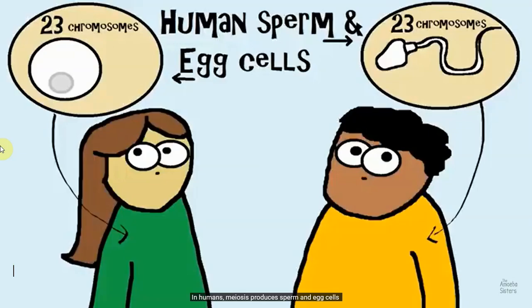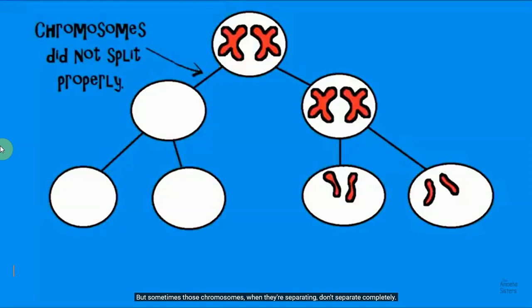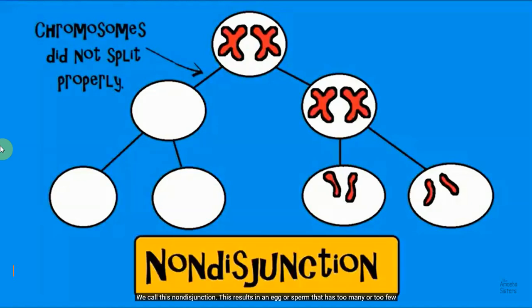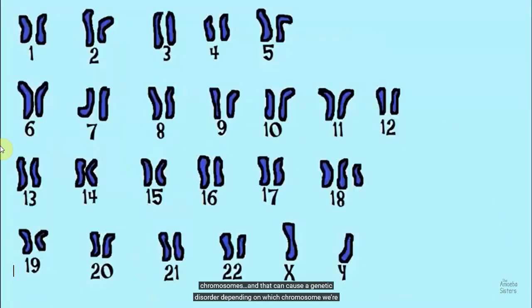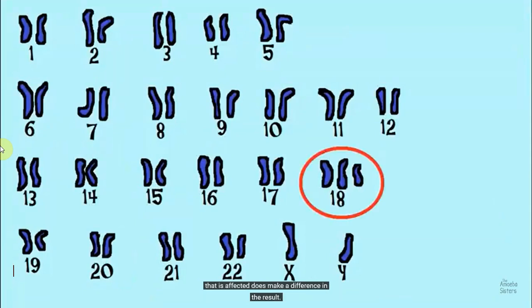Remember, in humans, meiosis produces sperm and egg cells that have 23 chromosomes. But sometimes those chromosomes, when they're separating, they don't separate completely. We call this non-disjunction. This results in an egg or sperm that has too many or too few chromosomes, and that can cause a genetic disorder depending on which chromosome we're talking about. Different chromosomes contain different genes. So the specific chromosome that's affected, that really does make a difference in the result.